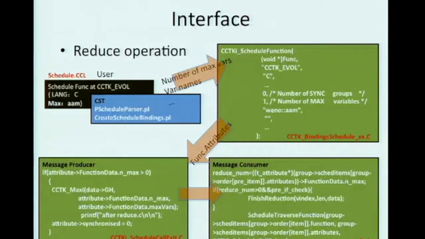First of all, the CST parses the files to get the information of the number of max variables and their names, and then the framework will send the messages at the exit of scheduled functions and process the messages at the entry of the next scheduled function.